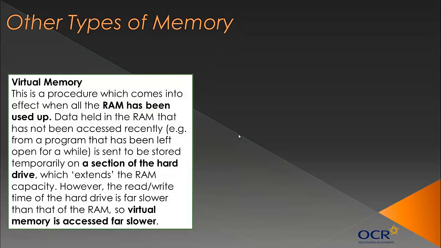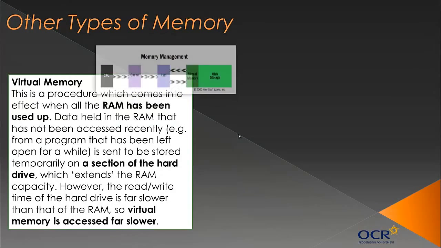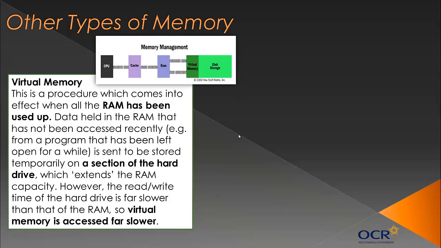And I mentioned this because this is all about RAM. Virtual memory is a memory management procedure that comes into effect when all the RAM has been used up in your computer. So data that's been held in the RAM, some of it gets put on your hard drive temporarily, which means that the capacity of your RAM is extended because you have this memory stored "virtually" on your hard drive.